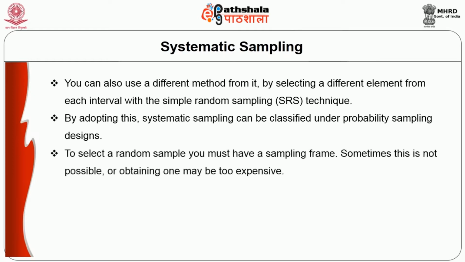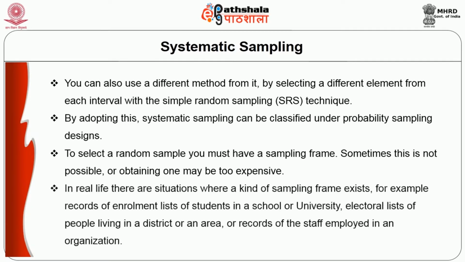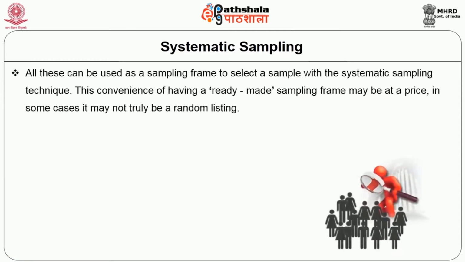To select a random sample, you must have a sampling frame. Sometimes this is not possible, or obtaining one may be too expensive. However, in real life, there are situations where a kind of sampling frame exists. For example, records of the enrollment list of students in a school or university, electoral lists of people living in a district or an area, or records of the staff employed in an organization. All these can be used as a sampling frame to select a sample with the systematic sampling technique.